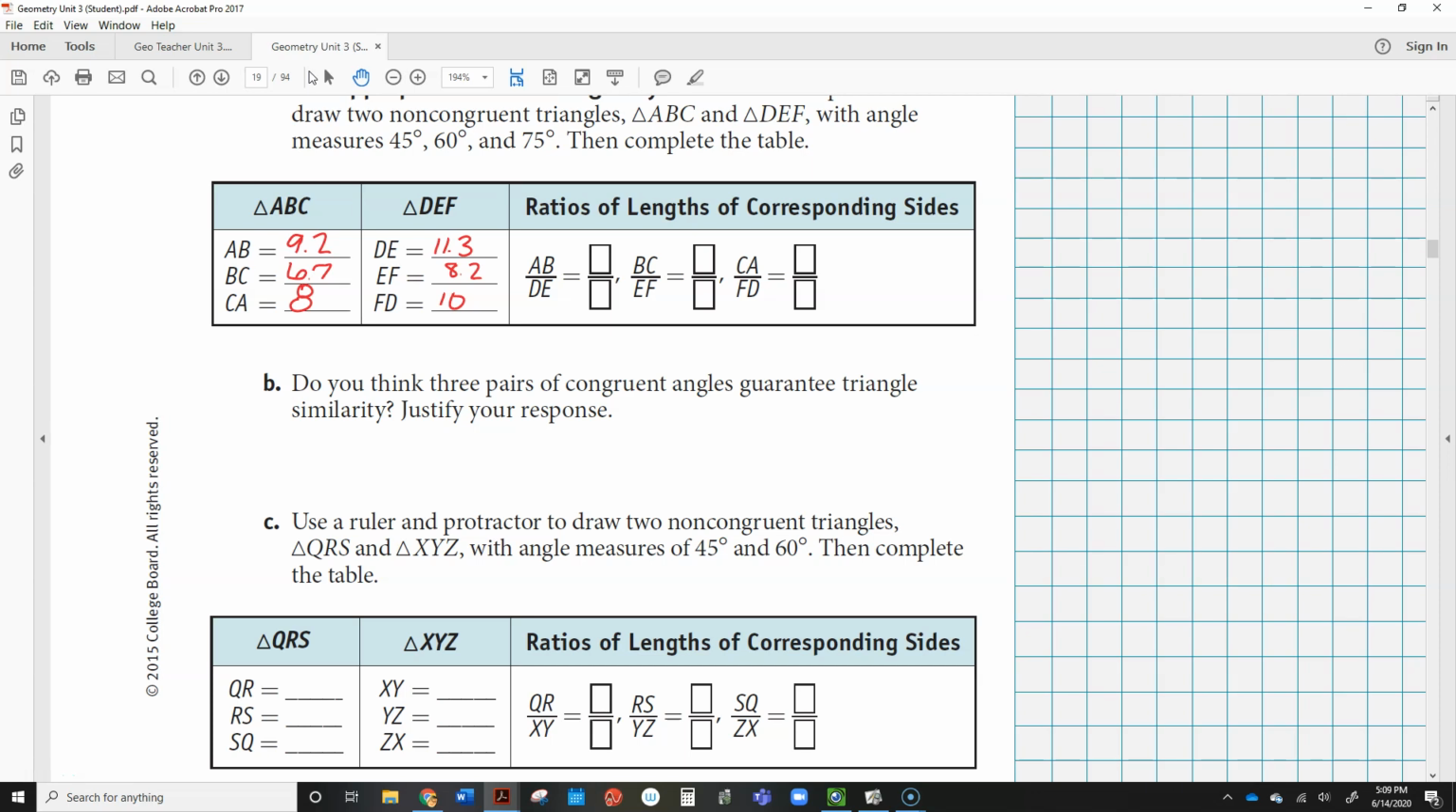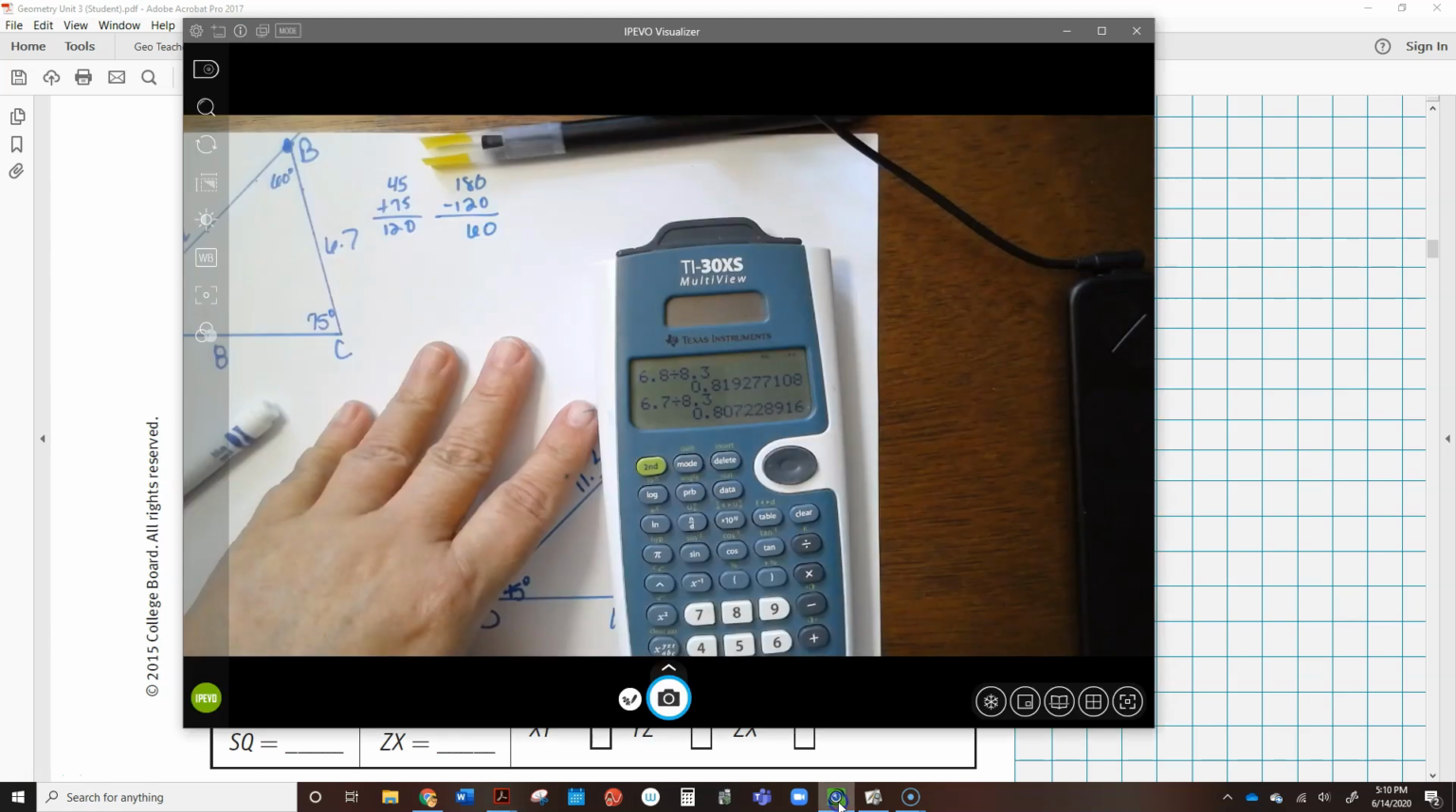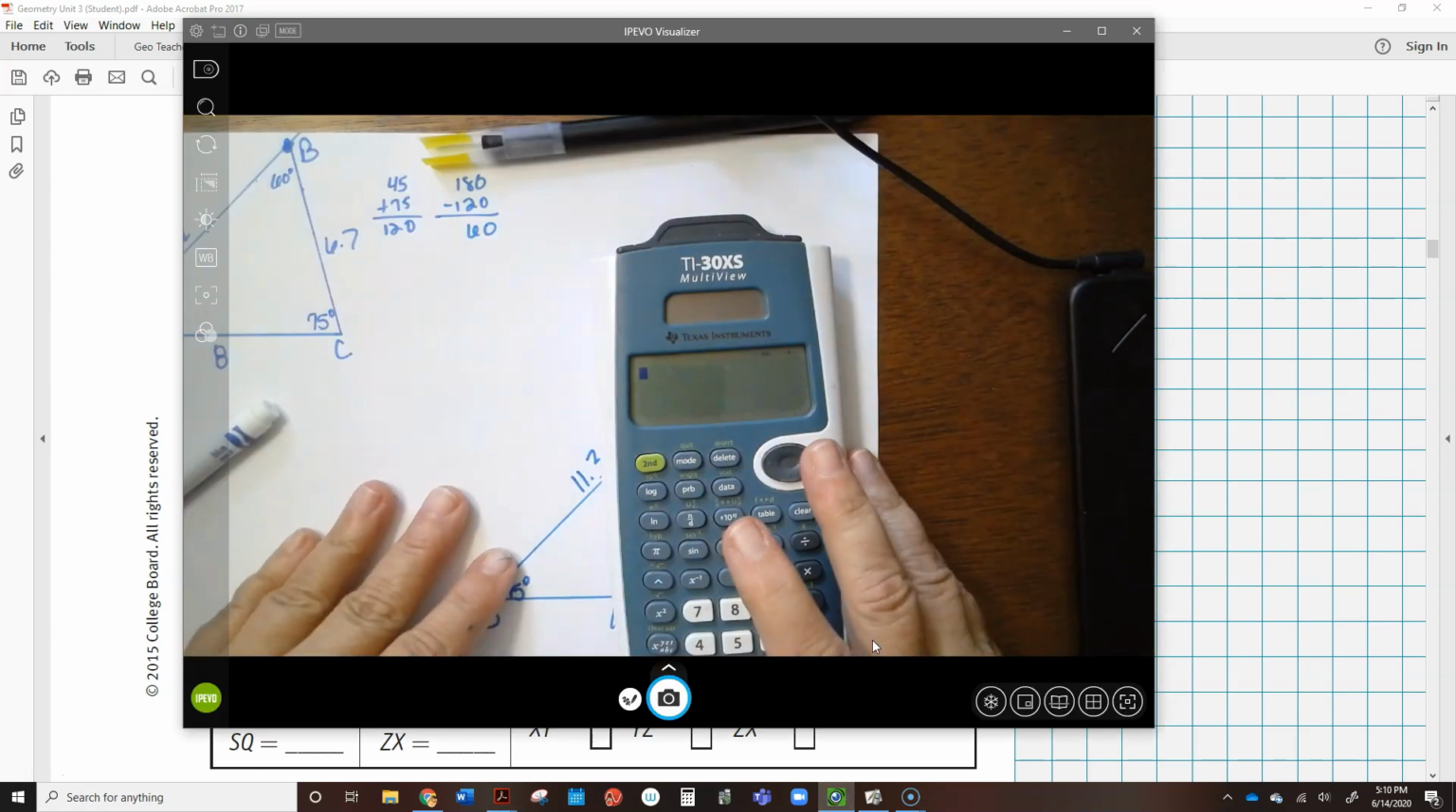Okay, so now this is where I write my ratios, and my fat handwriting won't get inside that little box. So 9.2 over 11.3, and BC is 6.7 over 8.2, and CA is 8 over 10. And what's supposed to happen is, in order to prove that those are each equal to each other, you type those ratios in on a calculator and get a decimal value. They should all be the same exact decimal value. Well, they're not going to be the same exact decimal value, but they're going to be close.